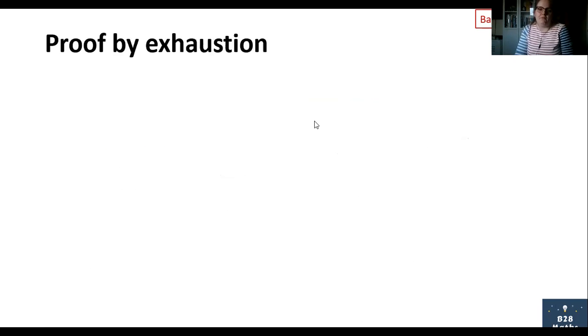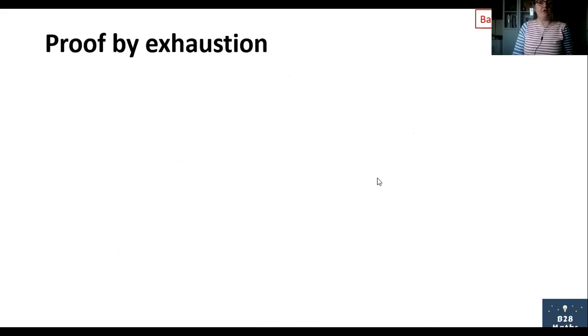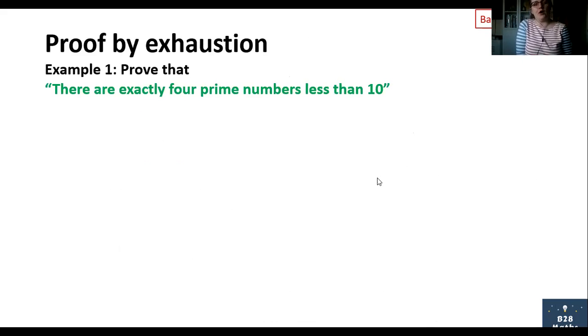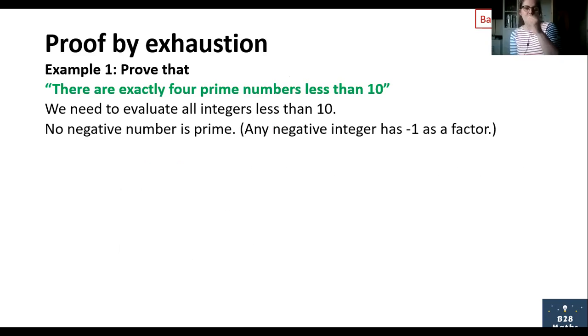So proof by exhaustion, let me go back actually. What we're going to do with proof by exhaustion is we're going to break the claim down into 2 or more cases, and we're going to show that it's true for every single case under consideration. So proof by exhaustion, our conjecture is to prove that there are exactly 4 prime numbers less than 10. So we need to evaluate basically all integers less than 10. So we're looking at all our numbers between 1 and 9. We're not dealing with negative numbers because we're talking about prime numbers here.